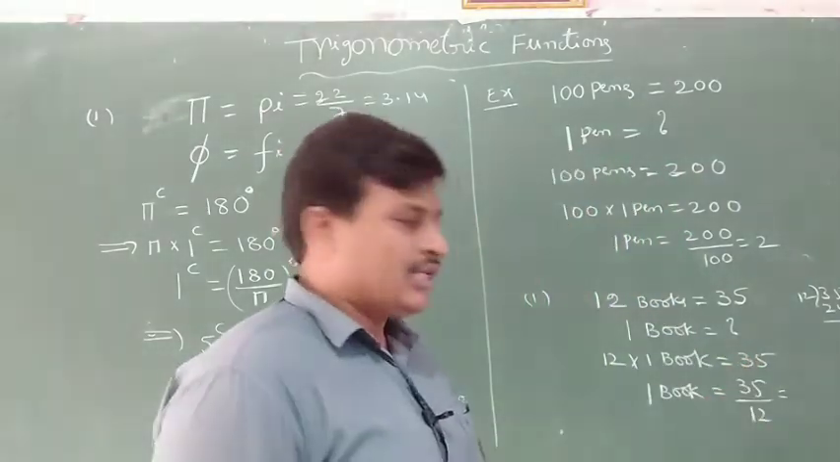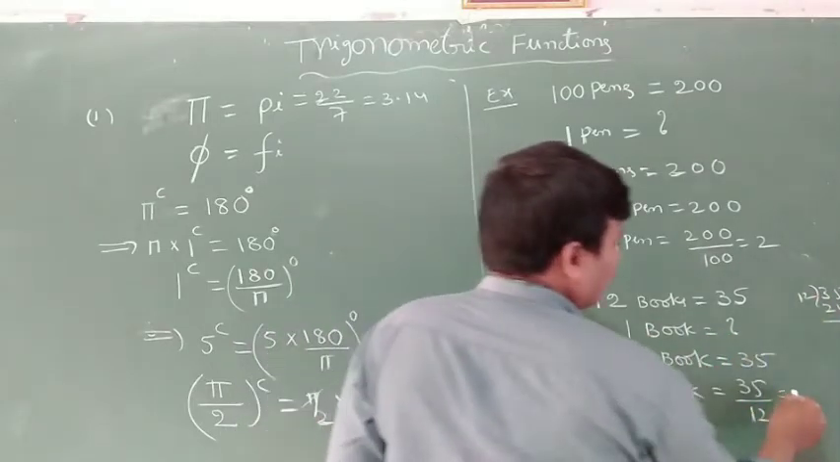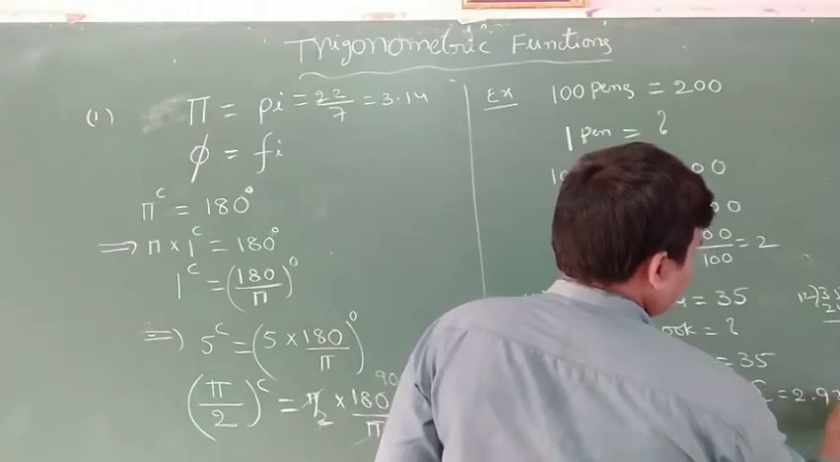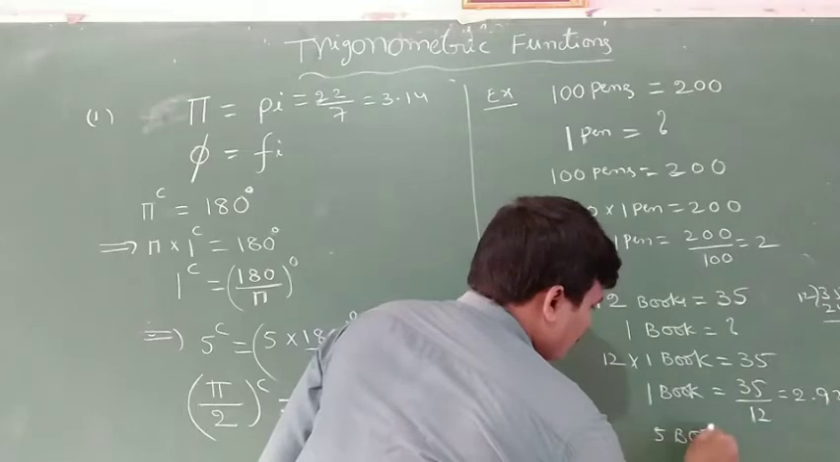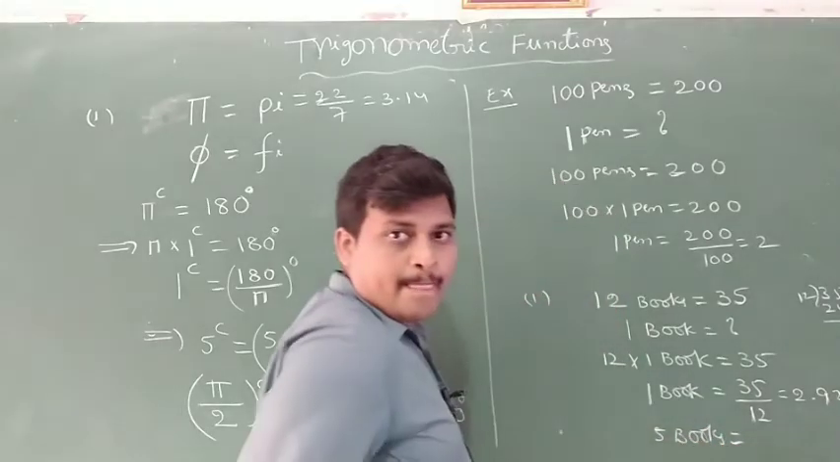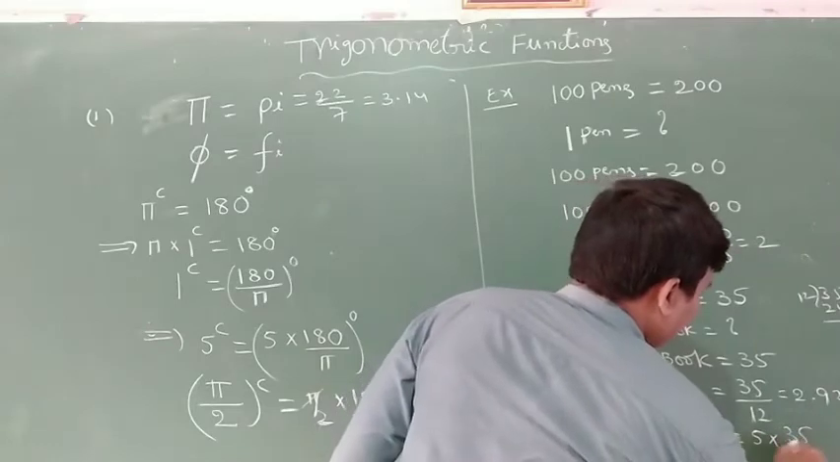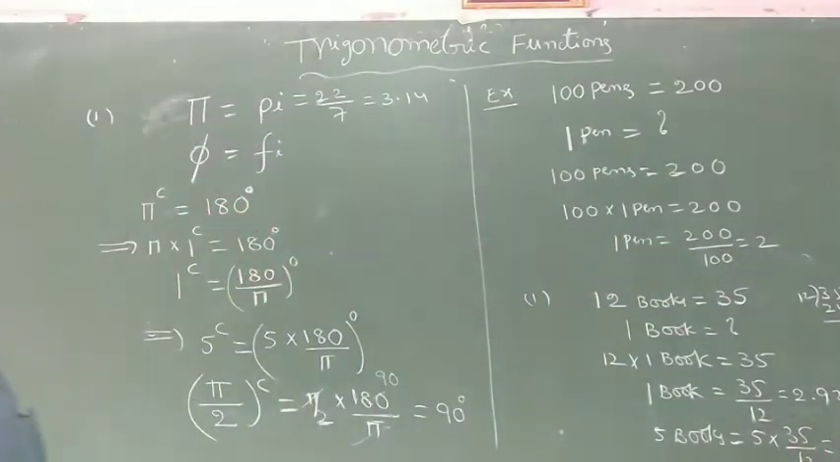You calculate. 1 book is equal to this one. So 5 books is equal to 5 into 35 by 12. You have to calculate. This is the procedure.